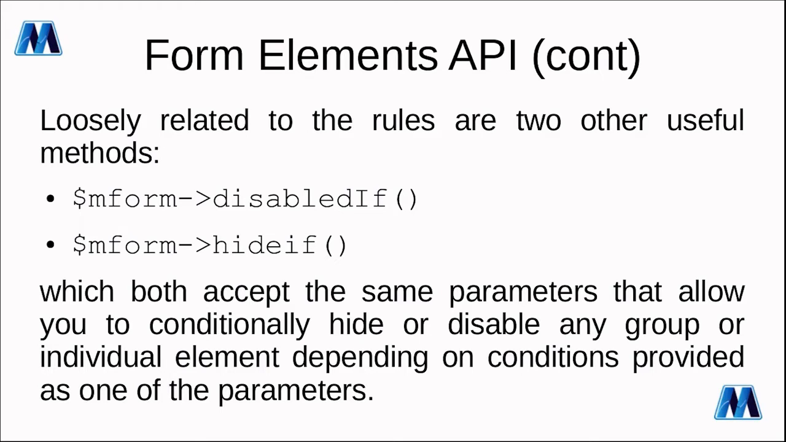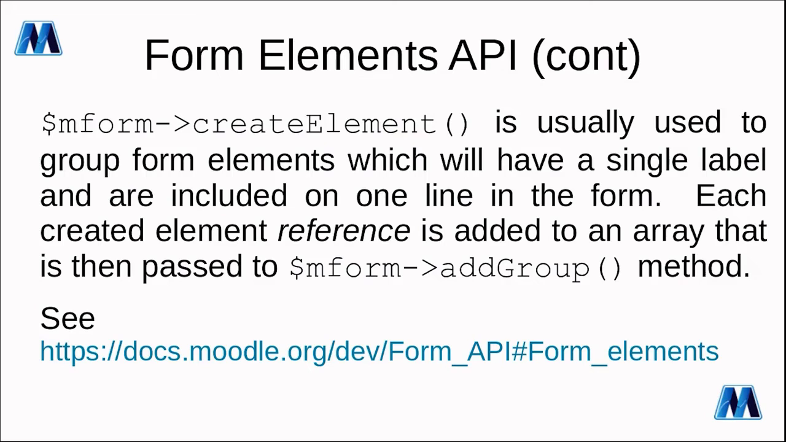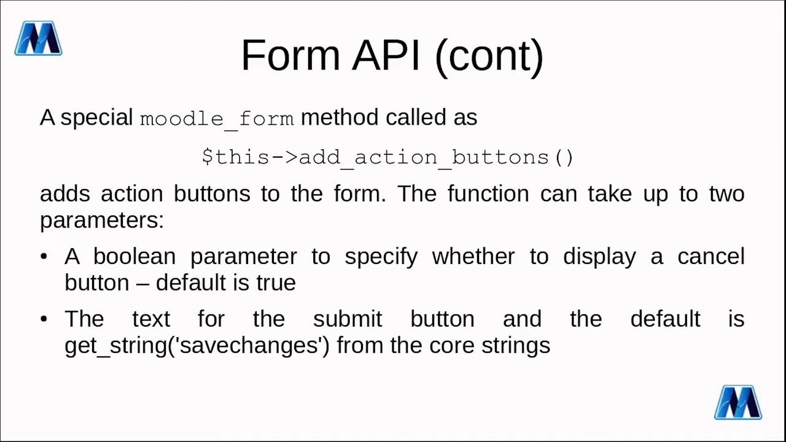So you can conditionally hide or disable field values. Using the create element is usually used to group form elements which have a single label, and with the add group. So there's a link to the Moodle documentation for the form elements. There are also some special methods defined in our classes, and one of them is add action buttons, which adds action buttons to the form.